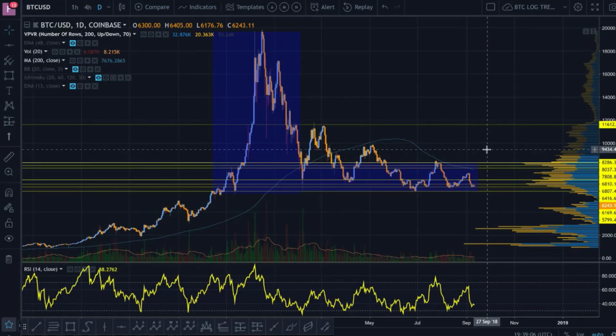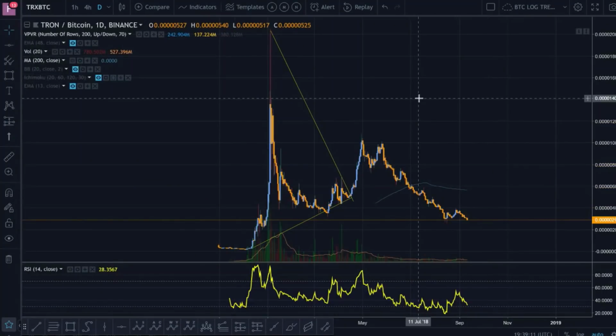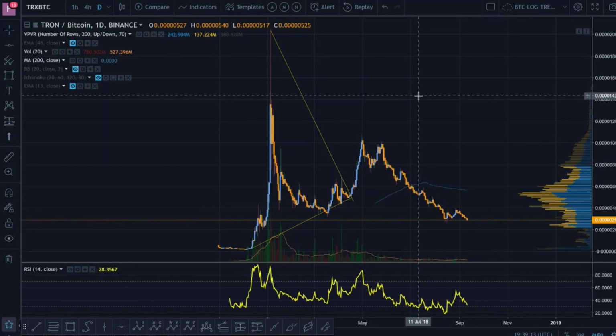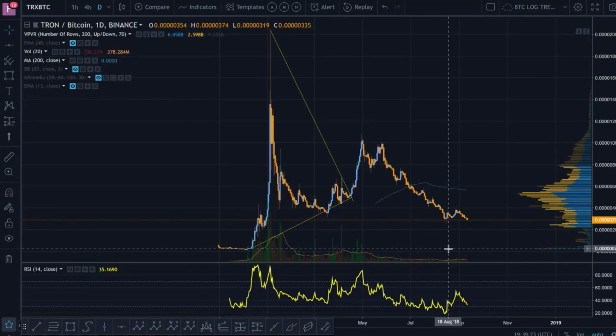Of course, it will still be useful on coins like Tron, for example, on these altcoins, because like I said in that video, while Bitcoin is going sideways, these alts continue to drop. So what is this telling us? Well, very clearly, once it drops from about 200 Satoshis, if it does, we're looking at this area. This is where the volume tapers off, and there's nothing until 25 Satoshis.